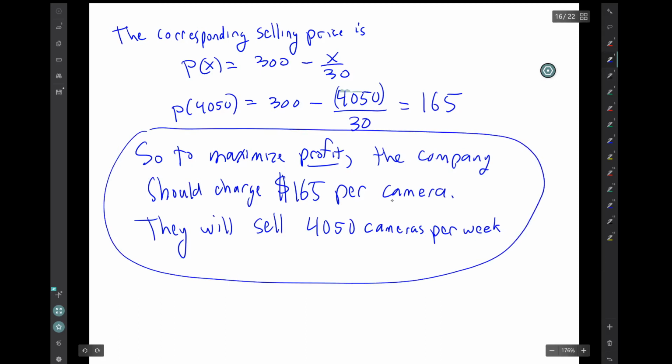To maximize weekly profit, the company should charge $165 per camera, and they'll sell 4,050 cameras per week. So notice, they should raise the price per camera. They'll sell fewer cameras, but apparently that's the way to maximize profit.